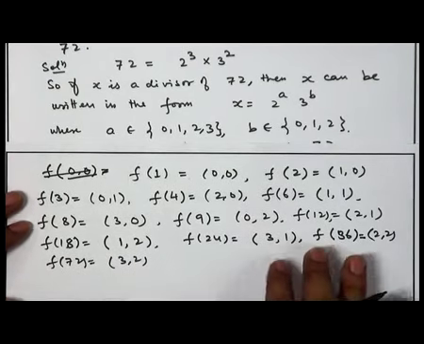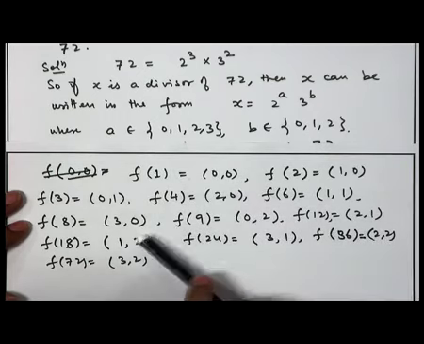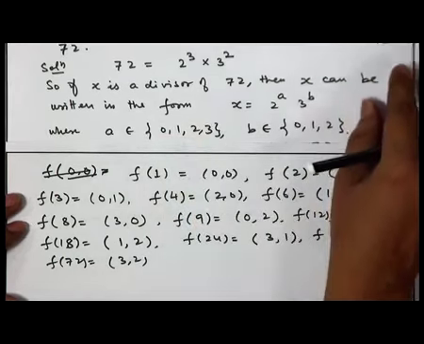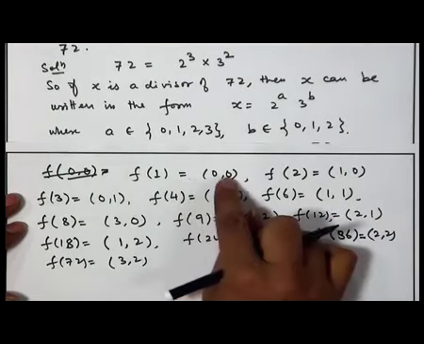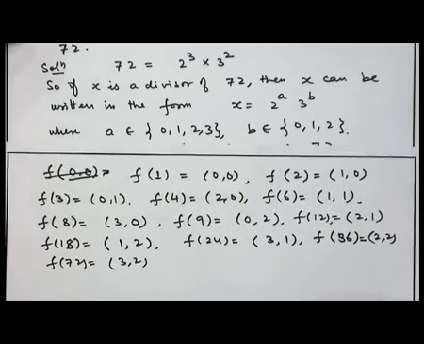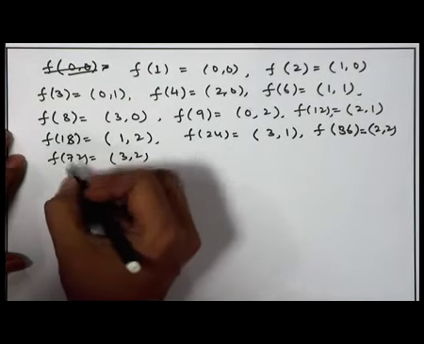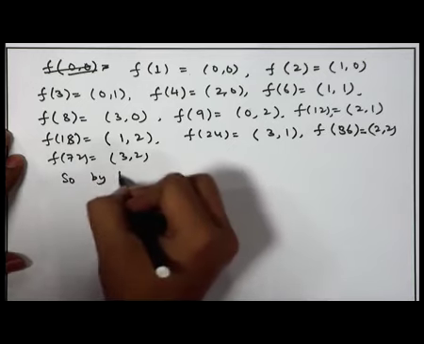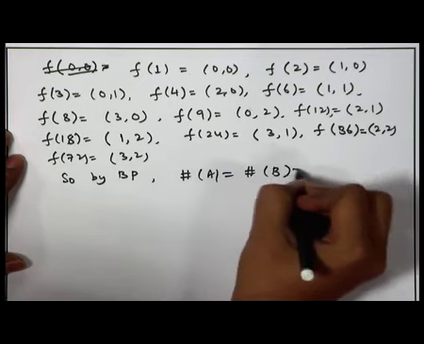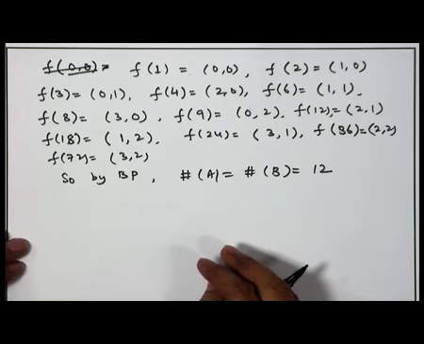So, if you look at 1, 2, 3, 4, 5, 6, 7, 8, 9, 10, 11, 12, all the 12 elements of the set A are corresponding to the total number of 12 elements of the set B. So, it is a 1-1 onto map, that is a bijection. So, by the bijection principle, the number of elements of A is same as the number of elements of B, that is 12. There are total 12 divisors of the number 72.